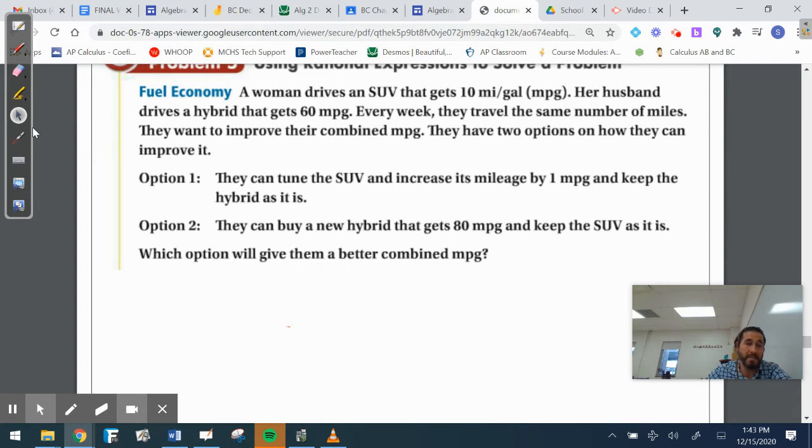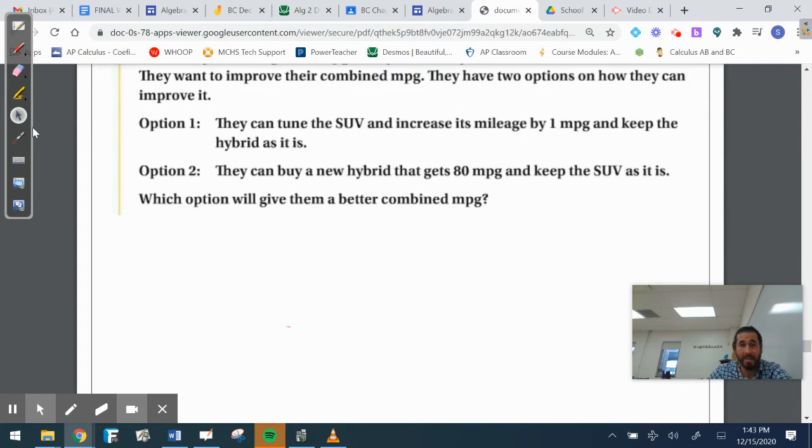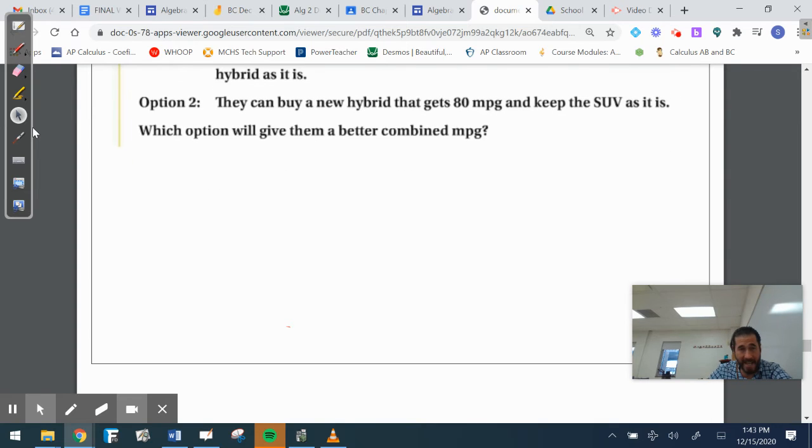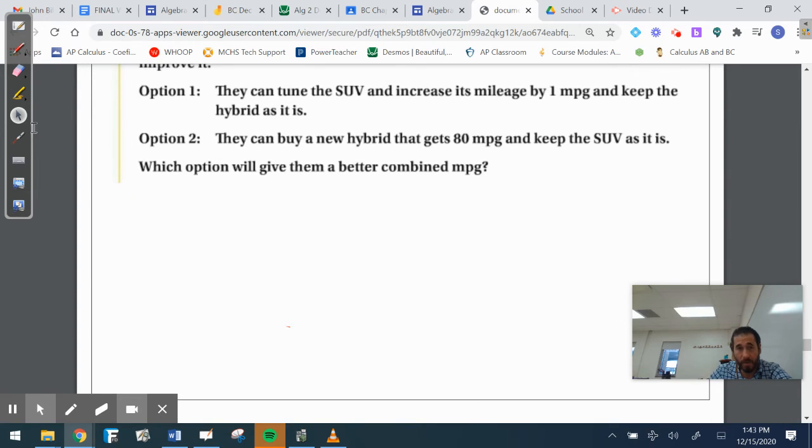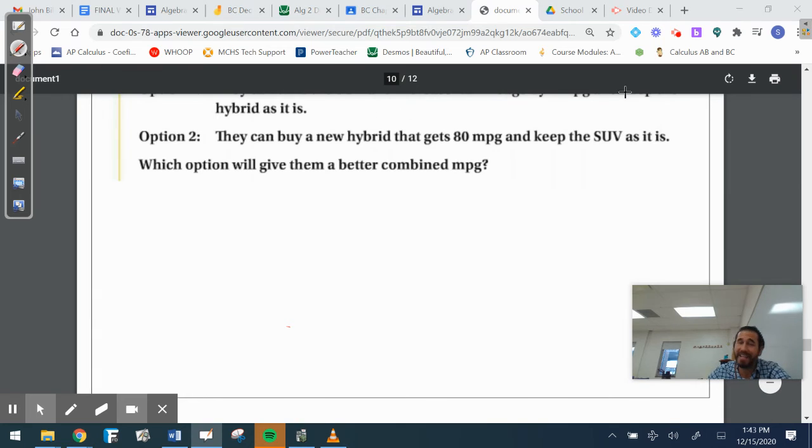All right. Two options. Me and my wife, we just actually went through this. Asked me in class what we got to help improve our situation.